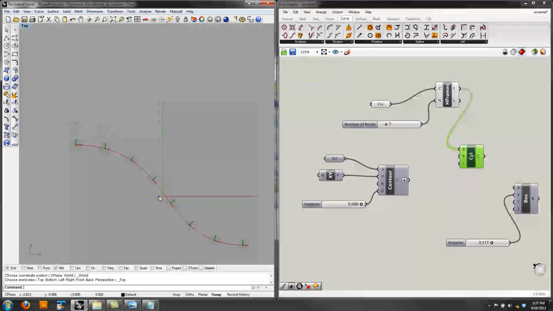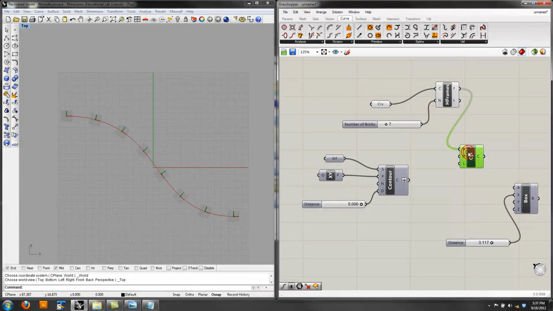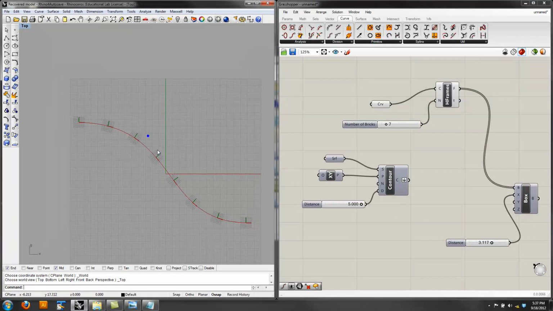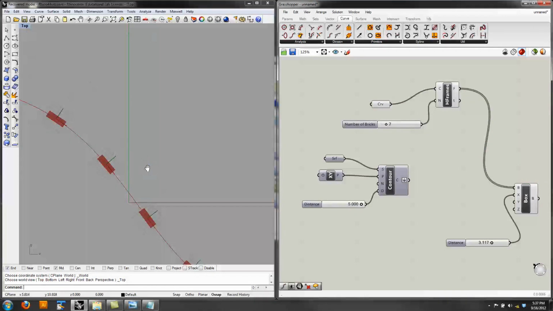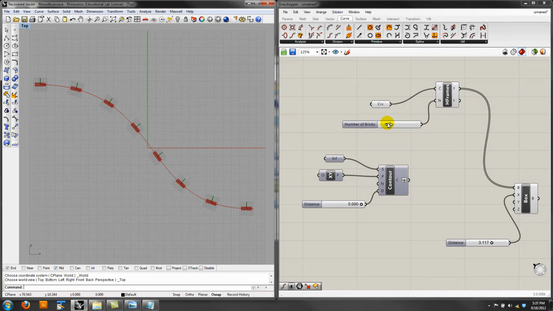Okay? And this is different when you have something that has a grain to it. If you plug in the box, and if you unhide the box so you can see it, let's turn preview on. Okay, check that out. See, they are actually flowing with it. Okay.